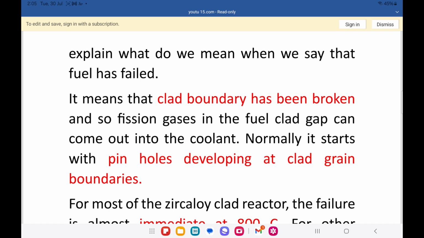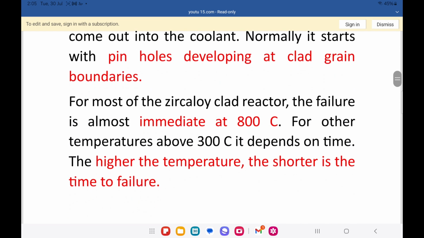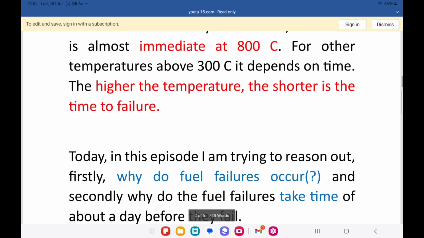Normally, it starts with pinholes developing at clad grain boundaries. For most of the zircaloy clad reactors, the failure, that is the development of pinholes, is almost immediate at 800 degrees Celsius. For other temperatures above 300 degrees Celsius, it depends on time, how long the fuel stayed at that temperature. The higher the temperature, the shorter is the time to failure.